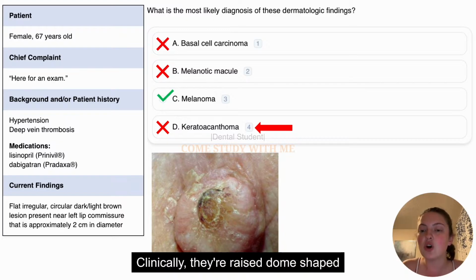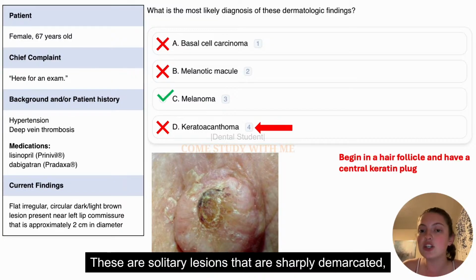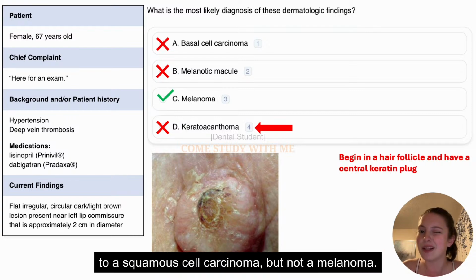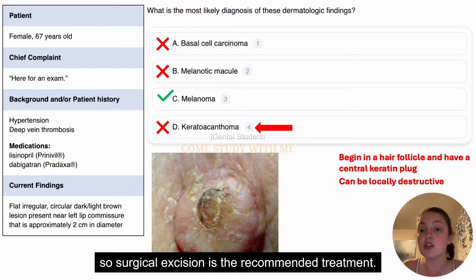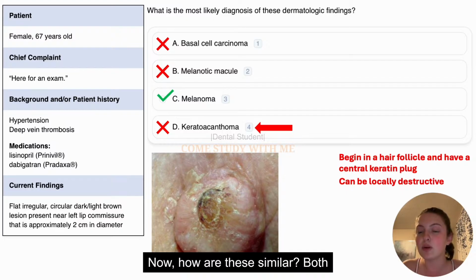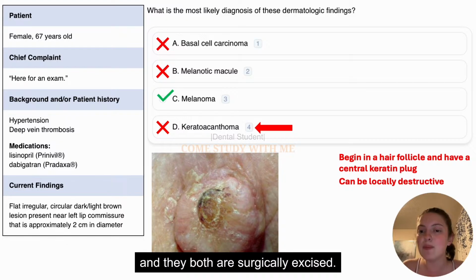Clinically, they're raised, dome-shaped, and rapidly growing with a central keratin plug. These are solitary lesions that are sharply demarcated, erythematous, or skin-colored, with a similar appearance to a squamous cell carcinoma, but not a melanoma. They can be locally destructive and can cause scarring, so surgical excision is the recommended treatment. Now, how are these similar? Both of these lesions typically appear in the same areas and can be caused by sun exposure, and they both are surgically excised, but that's about it for the similarities.